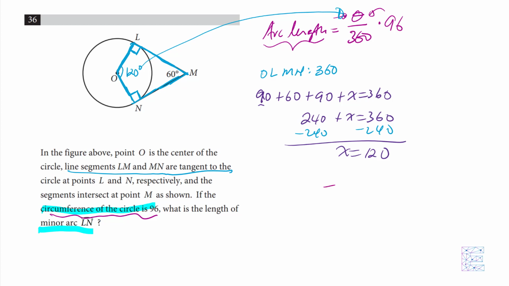To find our arc length, which is arc LN, it's going to be 120 over 360 times the circumference, which is already given to us as 96. Thankfully, this 120 over 360 simplifies to 1/3, and 1/3 times 96 is also very doable because 96 is divisible by 3, and it's going to be 32. So the length of arc LN is 32 units, and that's it.